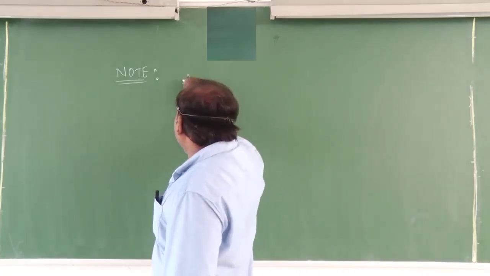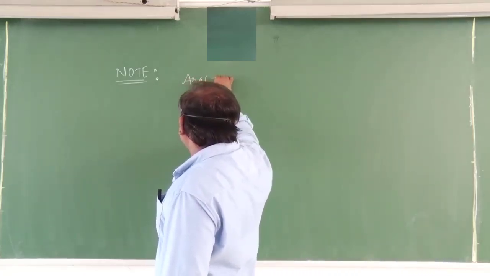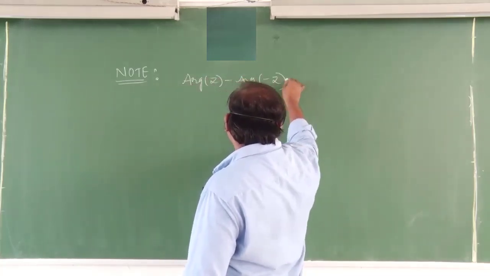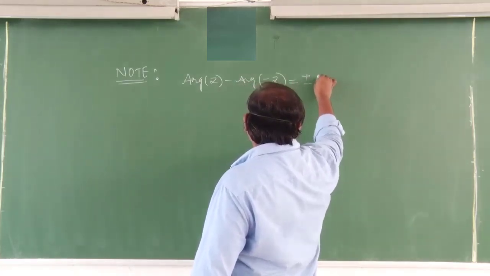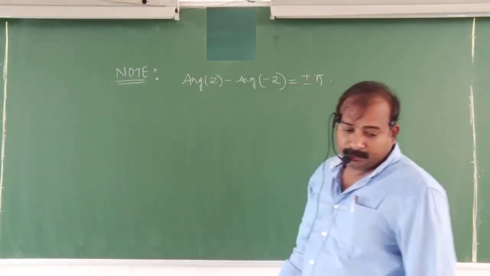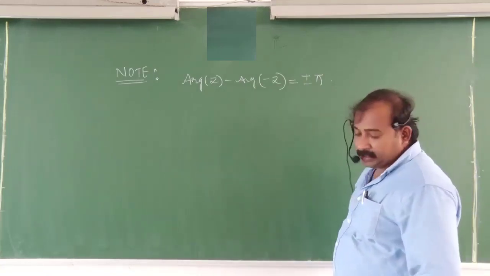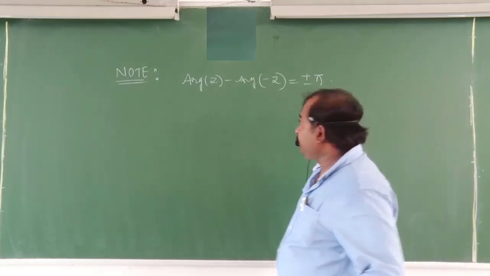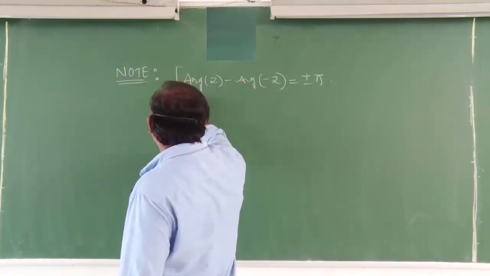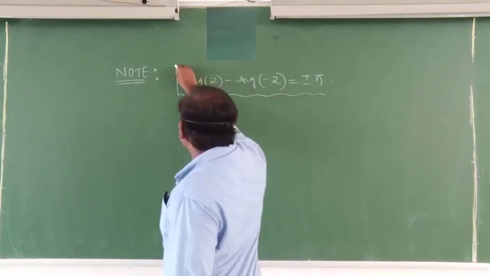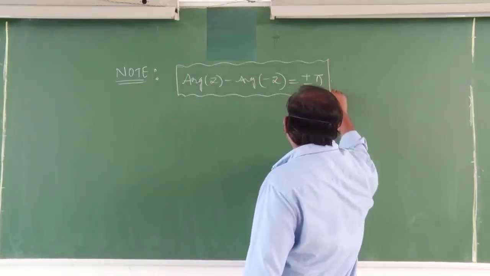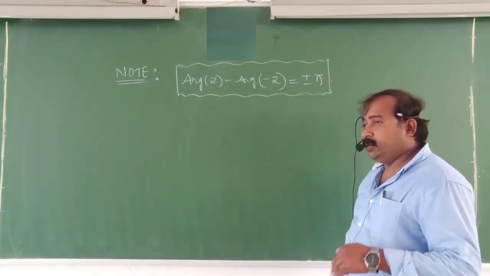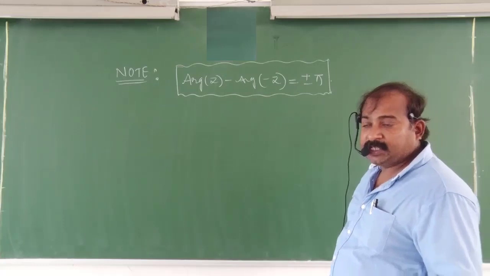So here the point: argument of z minus argument of minus z is equal to plus or minus pi. Argument of z minus argument of minus z equals plus or minus pi. This is also one more important property. Listen how it will be. Argument of z minus argument of minus z is equal to plus or minus pi.